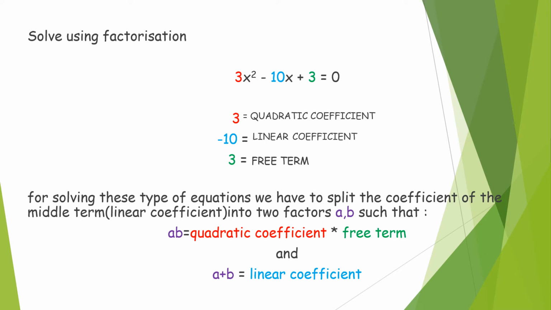In this example, the quadratic coefficient is 3 and the free term is 3. So a into b should give us 3 multiplied by 3, that is equal to 9. And the second condition is a plus b should be equal to the linear coefficient. In this particular example, the linear coefficient is minus 10. So, a plus b should be equal to minus 10. Let me repeat.